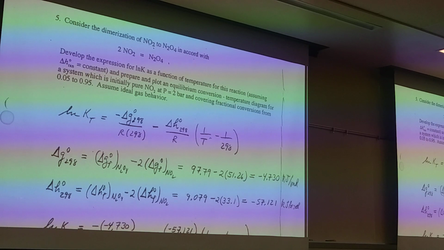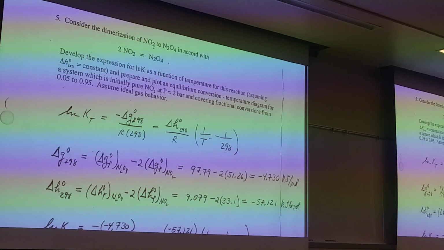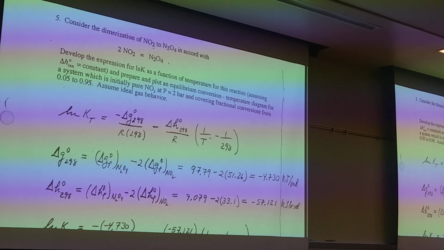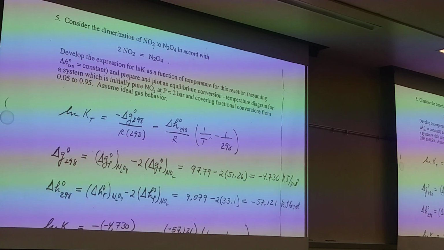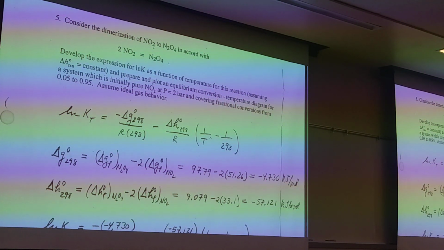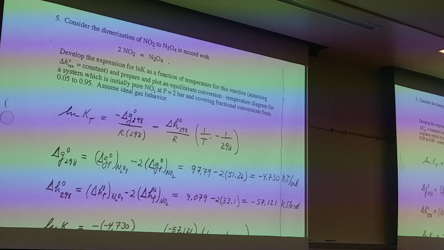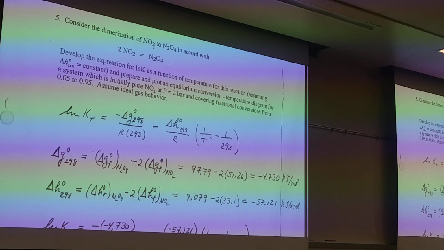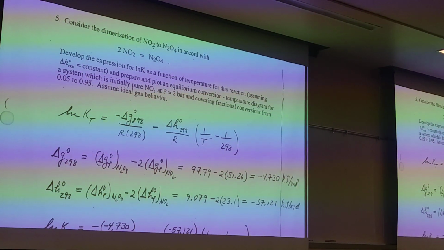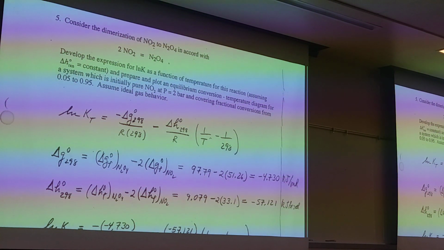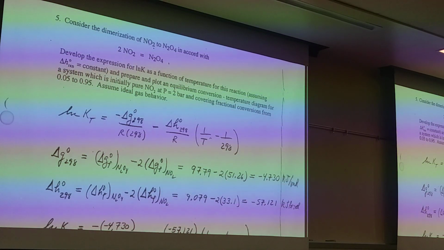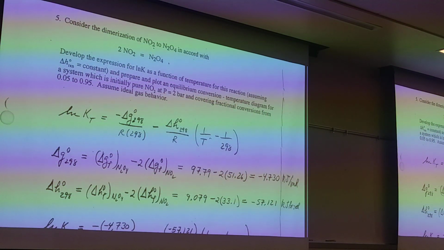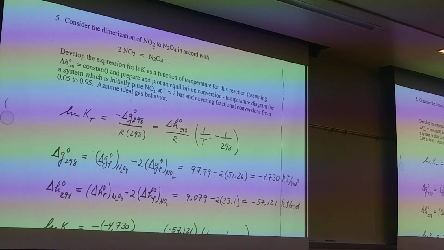Okay, you're asked last year to consider the dimerization of NO2 to N2O4 in accord with this reaction. And you're asked to develop the expression for log K as a function of temperature for this reaction, assuming delta H of the reaction is constant. And to prepare a plot of equilibrium conversion temperature diagram for a system which is initially pure NO2 at a pressure of 2 bar and covering fractional conversions from 0.05 to 0.95.